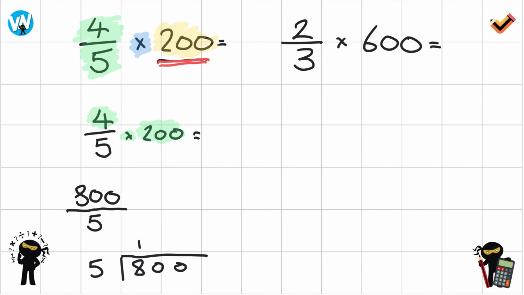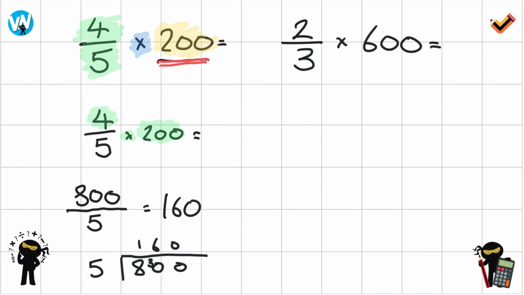So 5 into 8 goes once with 3 remainder. 5 into 30 goes 6 times with no remainder. And then we'd have nothing happening at the end. So we would have 160. Okay? So that would be the straightforward way of doing it. The answer would be 160. All right? So that is equal to 160.